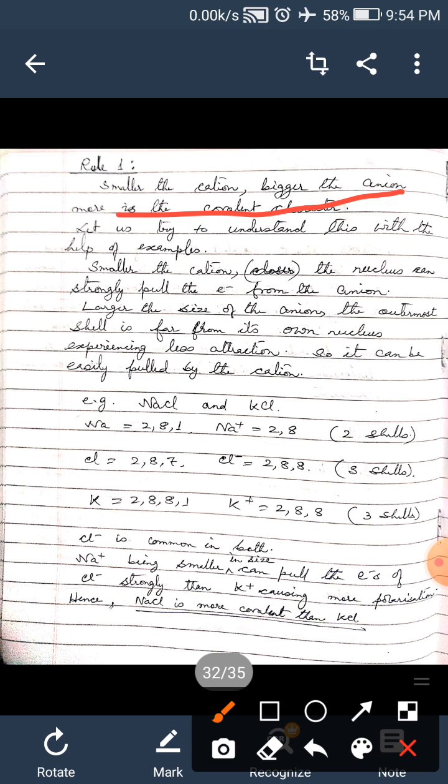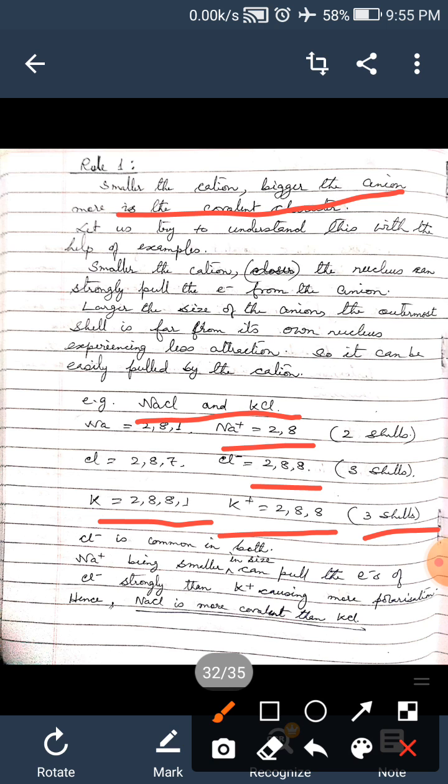Now, how to understand this? For this, we have taken the example of sodium chloride and potassium chloride. This is sodium. It has electronic configuration 2,8,1, and when it forms a cation, it forms 2,8. So you can see it is occupying 2 shells. And chloride is 2,8,7, and it accepts an electron and forms electronic configuration 2,8,8, having 3 shells. And potassium is having electronic configuration 2,8,8,1, and when it acquires a positive charge by losing 1 electron, it has electronic configuration 2,8,8. That means it is having 3 shells. That means potassium is larger than sodium ion.